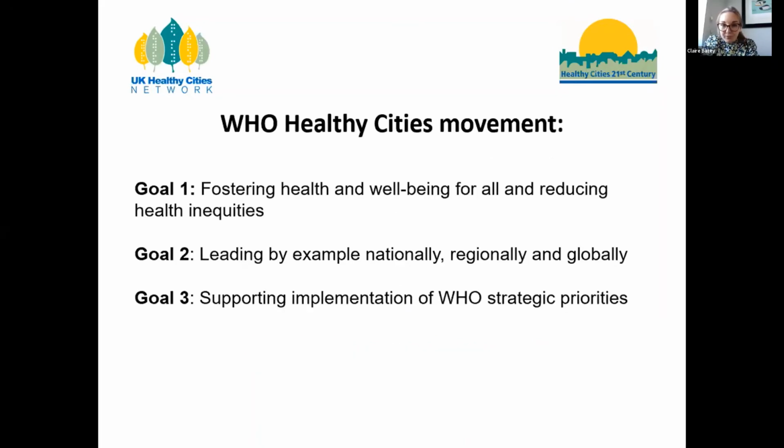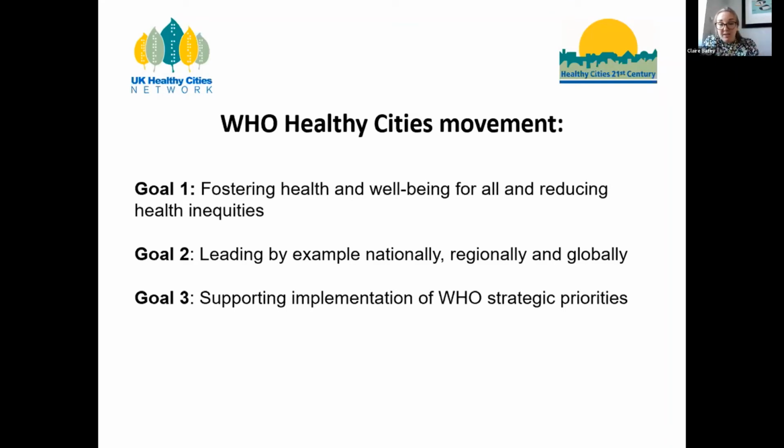So just a little bit of background, first of all, about the Healthy Cities movement. It's a politically led movement. It has been going for around 30 years, and Newcastle has been involved, I think, since 1995, so we've got quite a long history within the movement.